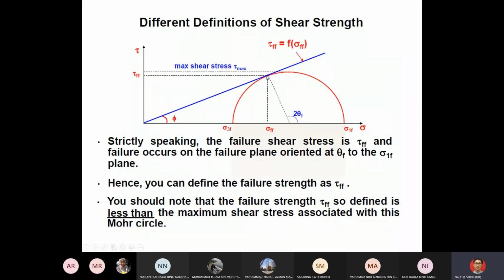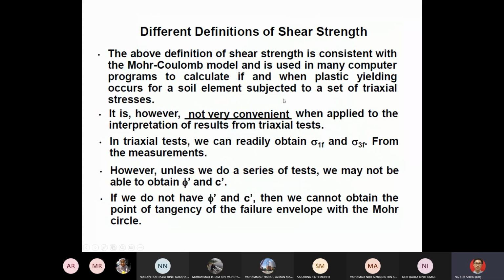If you don't plot the Mohr circle, we don't know it's here. After we plot it and draw the failure envelope, only then do we know the value of this failure strength. So it is not so convenient. If you want to get the c prime and phi prime, we cannot get them until we plot the Mohr circle, right?